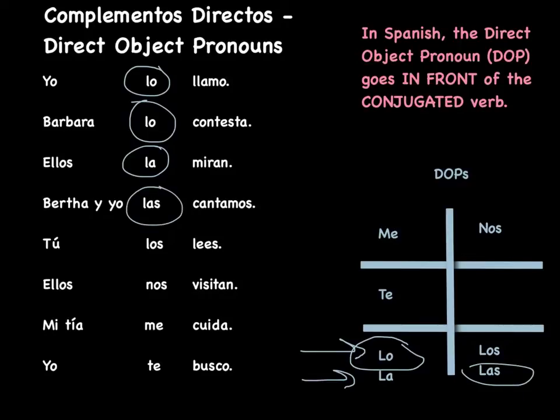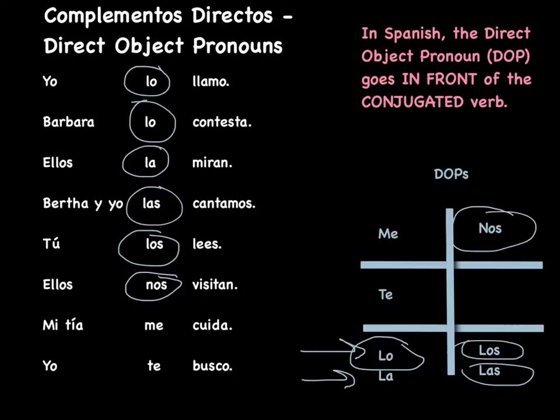The books, which are plural, you read them. We want to substitute the books with them. And since it's plural masculine, it would be los libros. Tú los lees. And again, sometimes people can be our direct objects. They visit us. We can replace us with nos. Ellos nos visitan. Keeping in mind that our DOP goes in front of that conjugated verb.